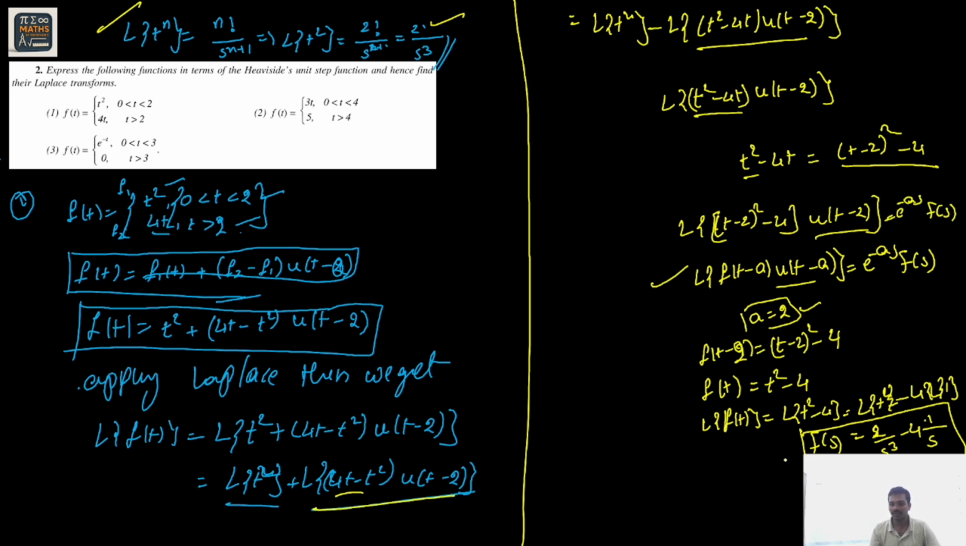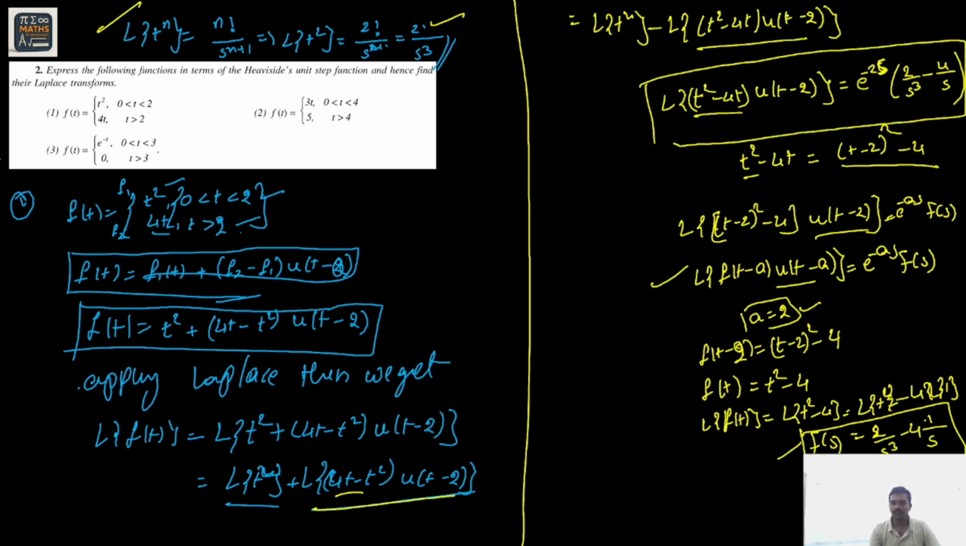Just substitute a value and f of s here. Then we get e power minus 2s into f of s value, which is 2 by s cube minus 4 by s. This is the Laplace for the second term. We know that the Laplace of t square is 2 by s cube, and the Laplace of this term is this term. We just substitute here.